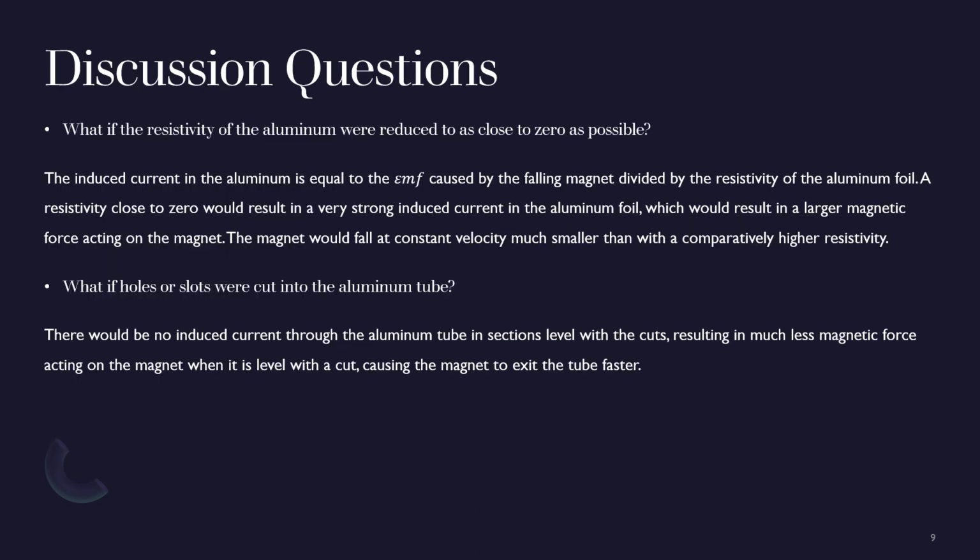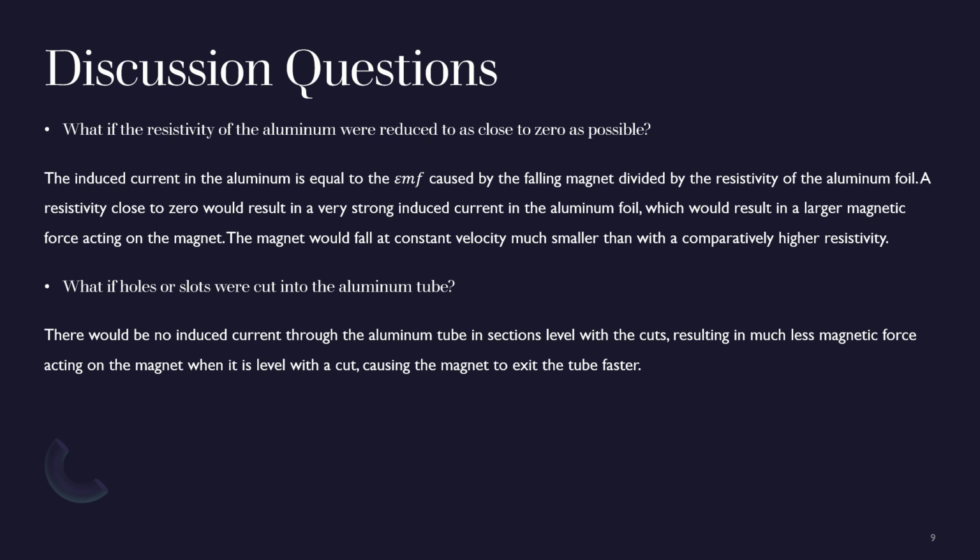The induced current in the aluminum tube is equal to the EMF caused by the falling magnet divided by the resistance of the aluminum foil. A resistivity close to 0 would result in a very strong induced current in the aluminum foil, which would result in a larger magnetic force acting on the magnet. The magnet would fall at a constant velocity much smaller than with a comparatively higher resistivity.